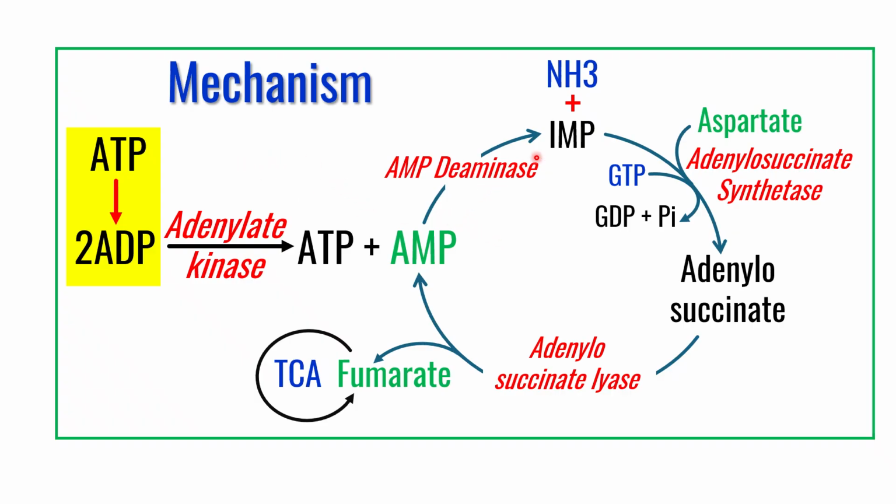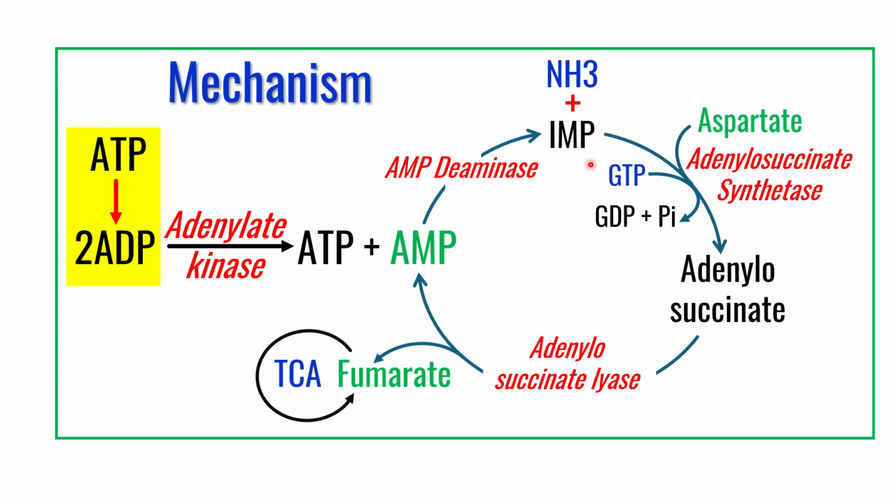AMP is converted into IMP or inosine monophosphate and ammonia by the action of the enzyme called AMP deaminase. This is the first step of this cycle. Ammonia basically buffers the system and excess of it is removed as urea, produced in the liver. Therefore, you expect to see a high level of urea in the urine of exercising individuals.